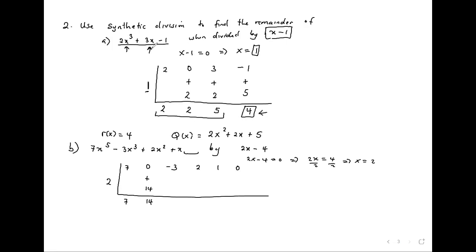Okay. Then 2 by 14, we get 28. We add, we get 25. 2 by 25, we get 50. We add, we have 52. 2 by 52, we get 104. We add, we have 105. 105 by 2, we get 210. We add, we have 210. So the remainder is 210. If you wanted the quotient, it would have been 7x⁴ plus 14x³ plus 25x squared plus 52x plus 105.